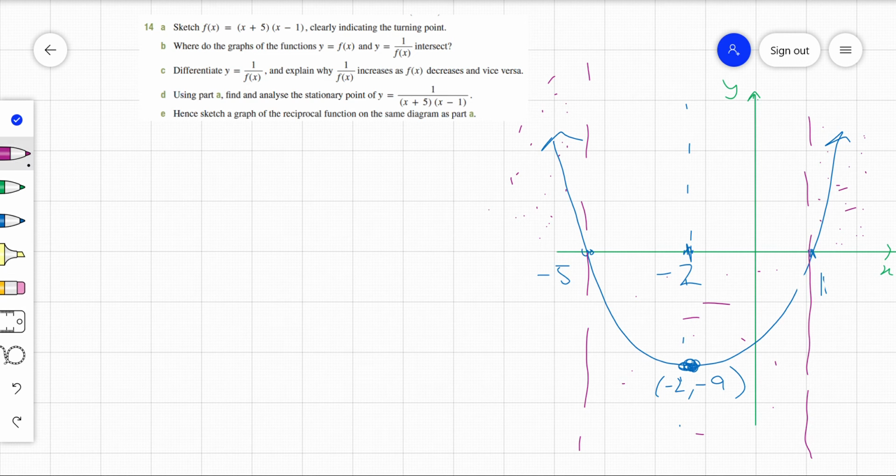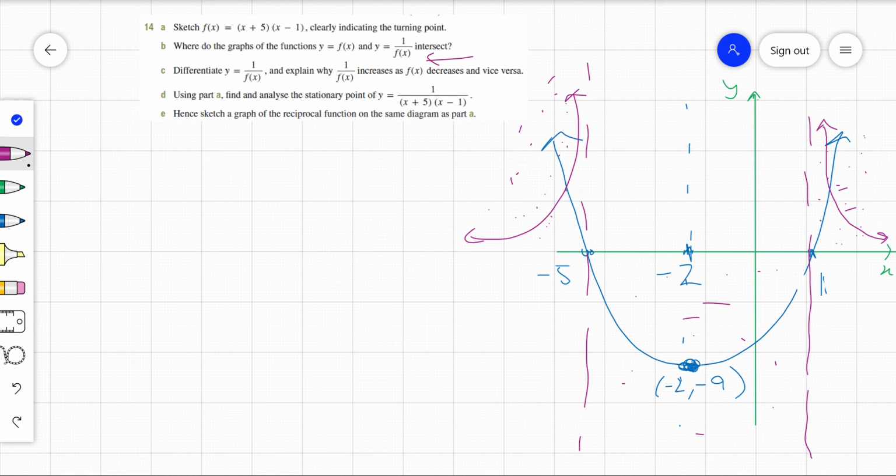We also know as f of x gets larger and larger and larger, our 1 on f of x is going to get smaller and smaller and smaller, and the opposite as well. So we know that this part is going to go like that, and this part is also going to go like that, because of that fact.